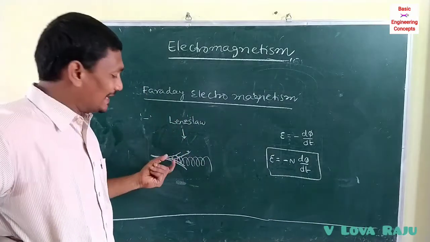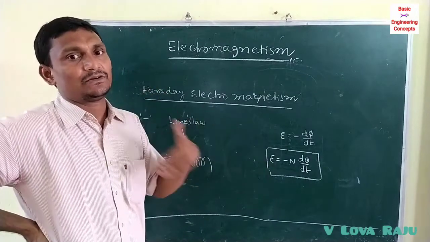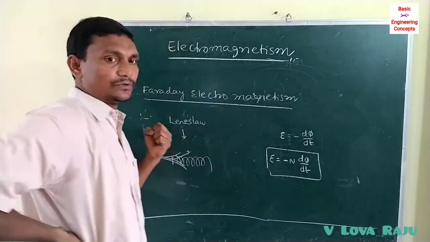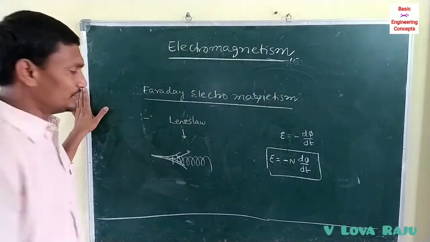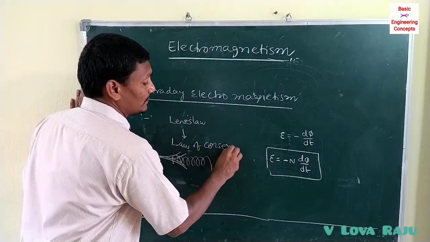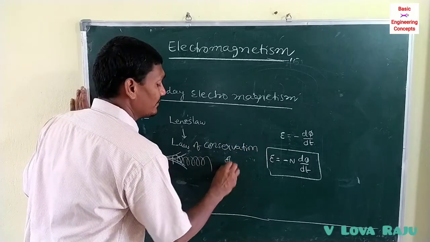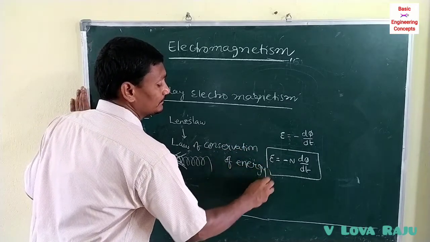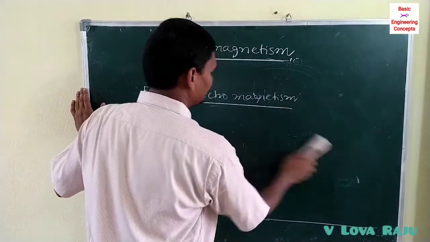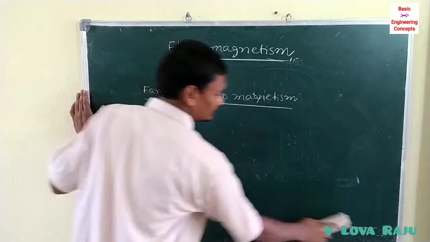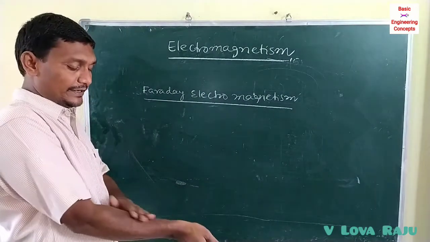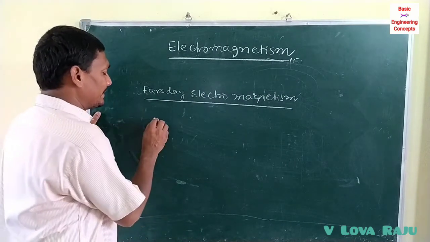Lenz's law states that the direction of induced EMF always opposes the cause that produced it. It obeys the law of conservation of energy. The direction of electric current induced in the coil is explained by the right hand thumb rule.